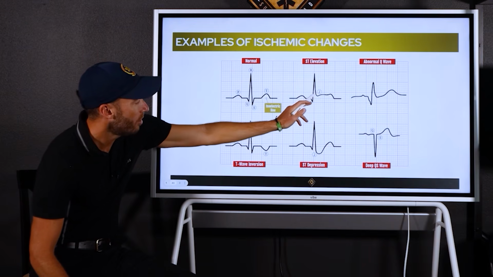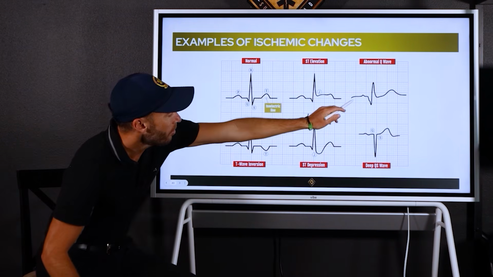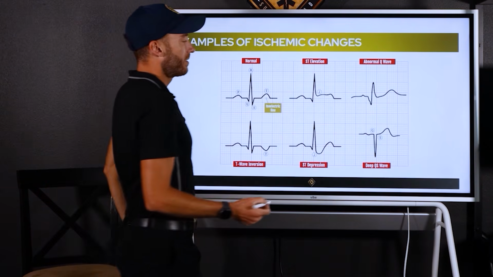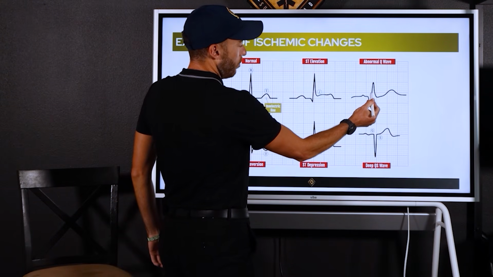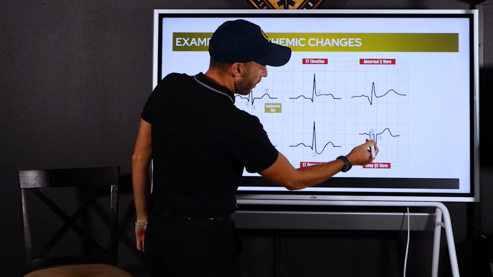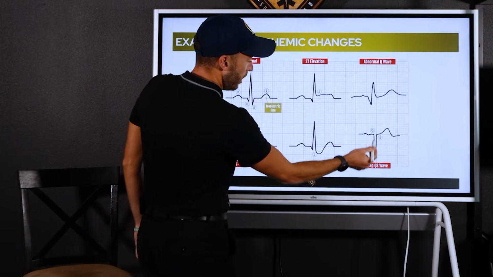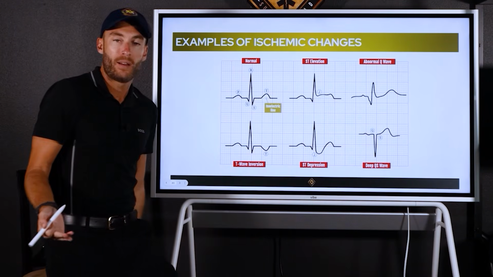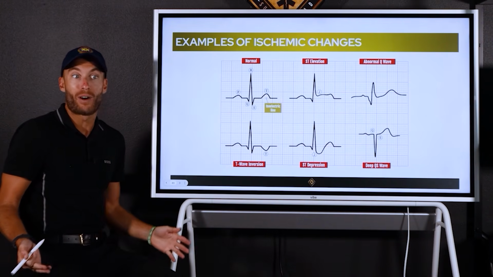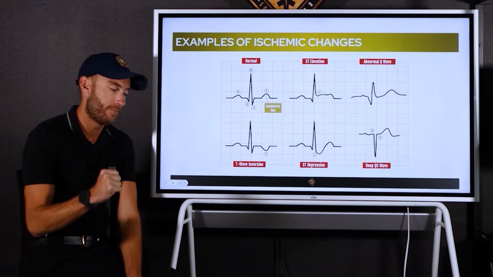Now, ST elevation, here's our isoelectric right here. There's our ST elevation. And there we can see a clear cut. Okay, here's our abnormal Q wave. Look at that wide Q wave. Okay, you can see that. And here's our deep QS wave. Notice there's no R wave. It's a deep QS. Essentially, 2 negative deflections make 1 deep QS wave. Make sense? Okay, good work.